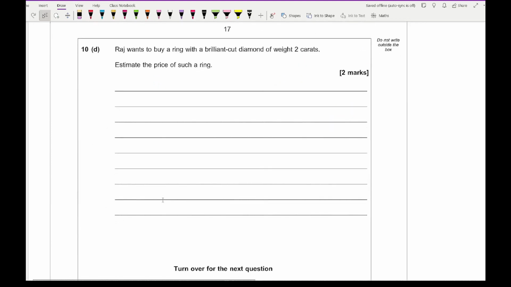Then moving on to question 10d, it says Raj wants to buy a ring with a brilliant cut diamond that weighs 2 carats. Estimate the price of such a ring. So for this, all you need to do is just enter those values. So P equals, and just going back to that formula, it was equal to a C to the power of n. So it's going to be 992 times 2 to the power of 1.37.